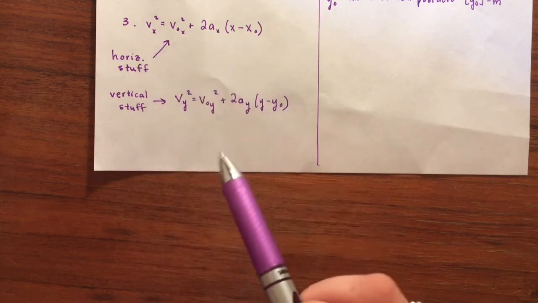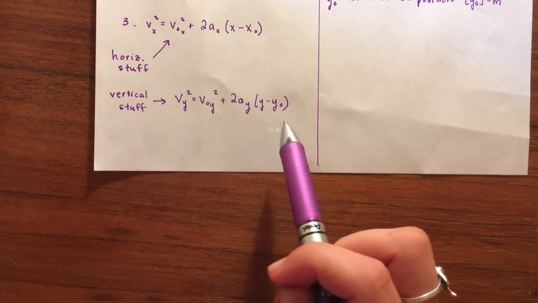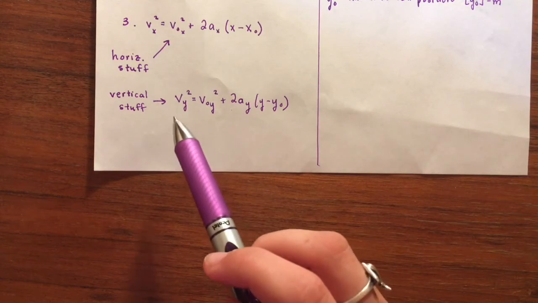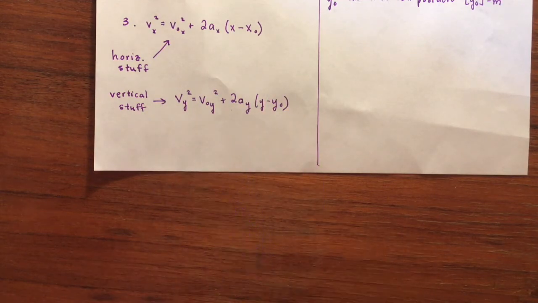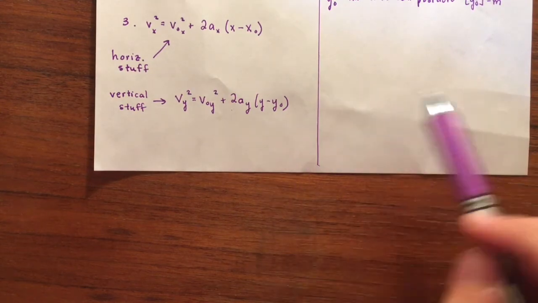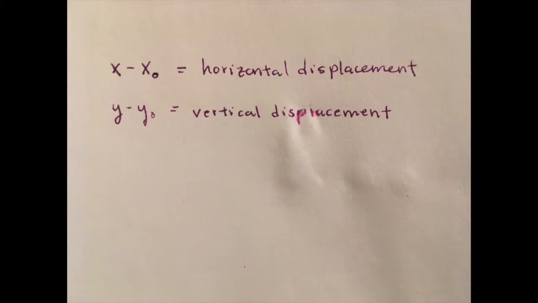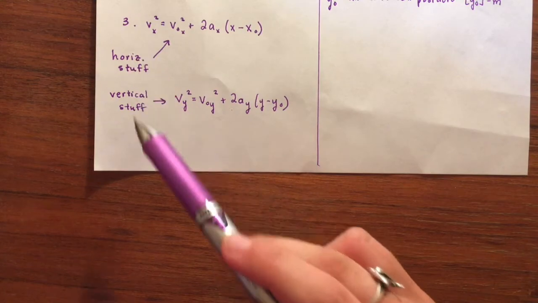All right, and your third equation, this one is for horizontal stuff, as you can see, all the x's, and this one will be for vertical stuff. Just replaced all the x's with y's. The only thing I can mention about this equation is the x minus x naught and the y minus y naught that you see. That's displacement, because it's a change in position, the final position minus the starting position. So you can have horizontal displacement, or a change in horizontal position, and you can have vertical displacement, or a change in vertical position.